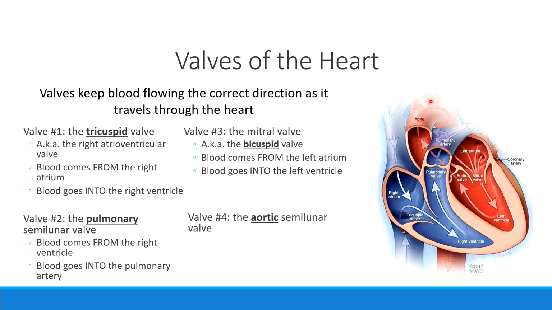So the last valve that blood is going to go through is called the aortic semilunar valve. The aortic semilunar valve takes blood from the left ventricle and pushes it out into the aorta. Once it's in the aorta, it can go to the entire body.